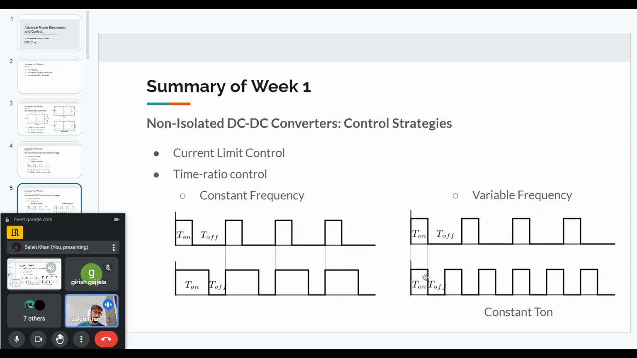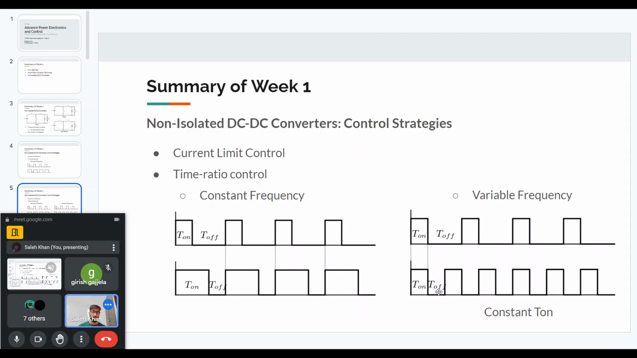So if you see in the bottom diagram on the right, T off is smaller. So that is why the switching frequency is increased. So in order to increase the duty ratio, I have to increase the switching frequency as well. So that is the difference between these two control strategies.